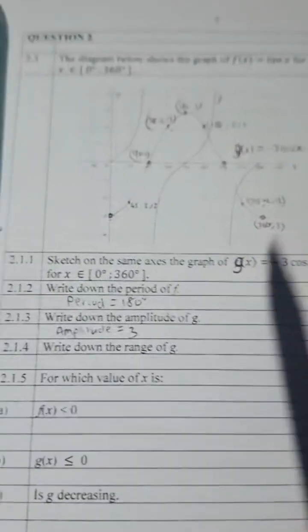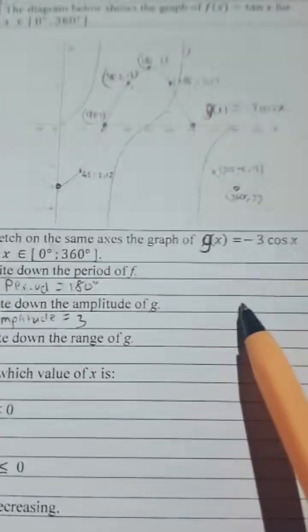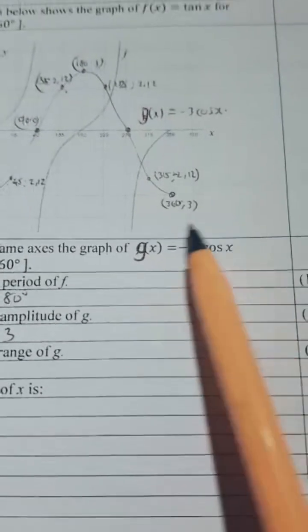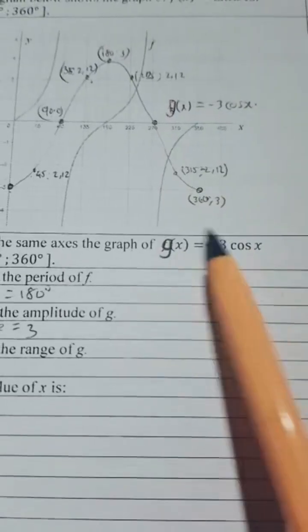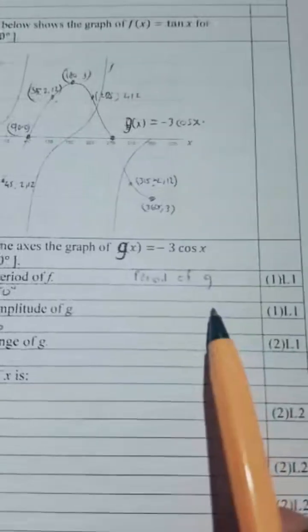I want to ask another question. Let's say they had asked, what is the period of the cos graph? What would we have said? This graph, g of x, which is -3 cos x, what would have been the period? I want to ask you that. Period of g. Can someone tell me what the period of g is?